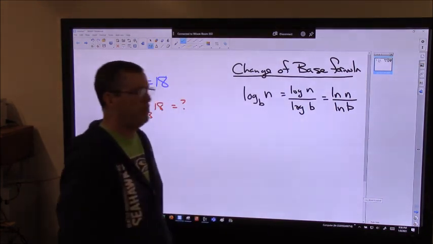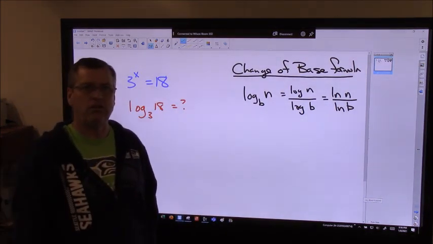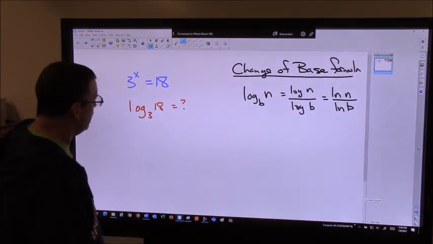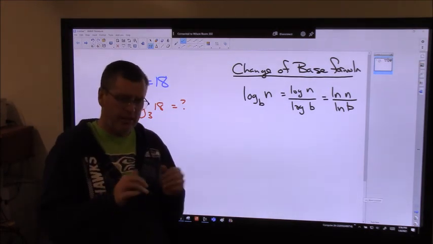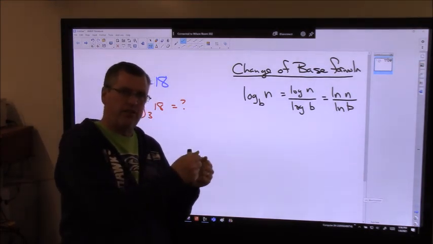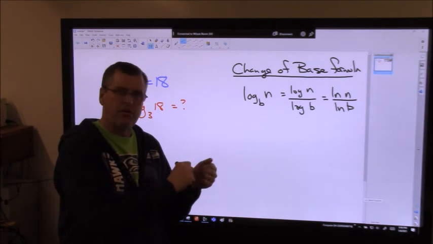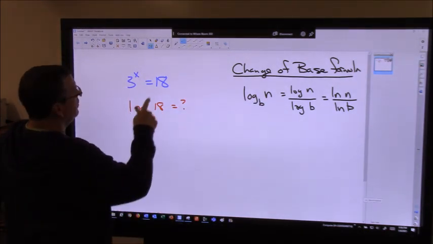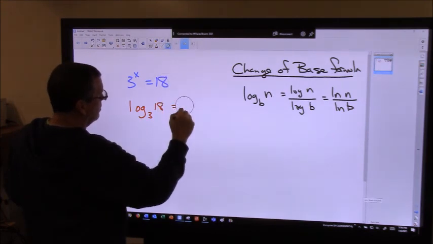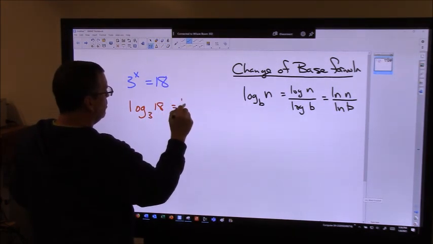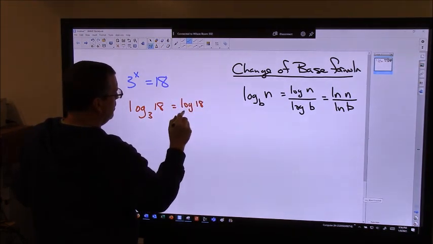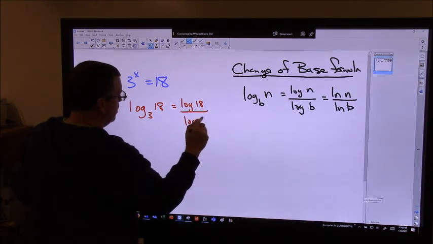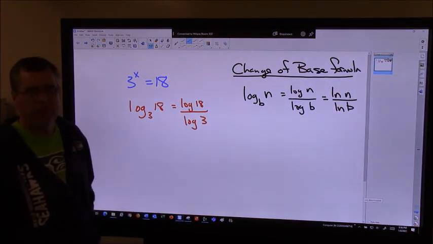Now, interestingly enough, it doesn't matter if you use a log or a natural log. Both of those will give you the same answer, and I'll show that to you here in just a second. So I don't know if you guys remember this, but I kind of moved my calculator off to the side on Thursday or Friday and said, I'm going to figure out the answer real quick. Well, this is what I did. I said, this right here has to equal log 18 divided by log 3. I did the change of base formula.